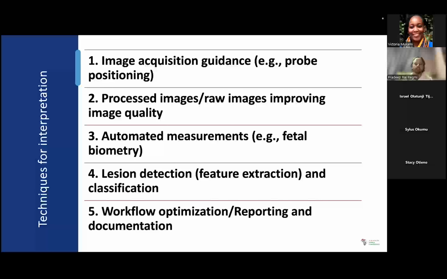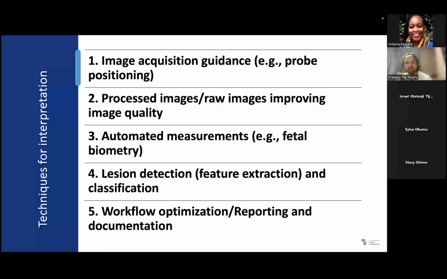In our clinical perspective, the techniques we use for interpretation start with image acquisition guidance. For example, if a novice uses the probe, the AI can guide where to move it to get the ideal image. While doing a fetal head scan, you have to go to the plane of the biparietal diameter so that we can measure in that plane. So the probe can be guided; that is image acquisition guidance.